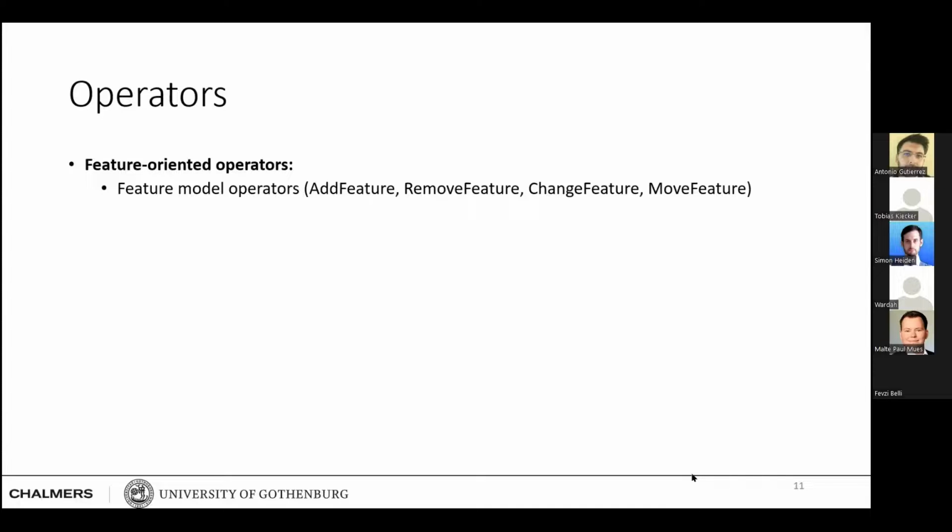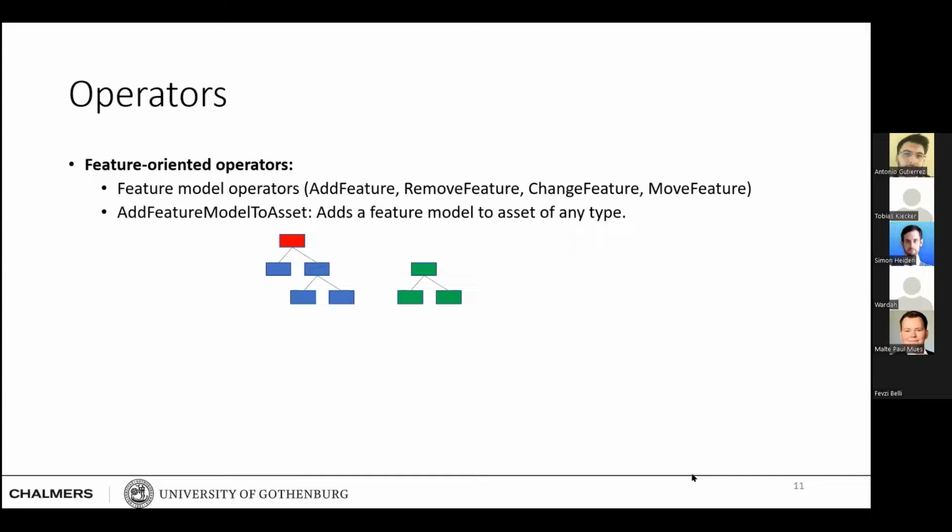There are a few basic ones for managing the feature model. For example, adding features, removing features, changing features, or moving features. Then we have add feature model to asset, which adds a feature model to an asset of any type. Consider that you have this asset tree and this feature model on the right side. Add feature model to asset adds this feature model to the asset. And now any feature from this feature model can be mapped to any asset in this asset tree.